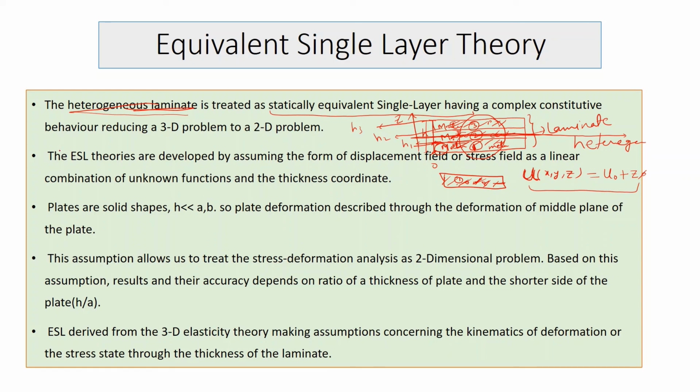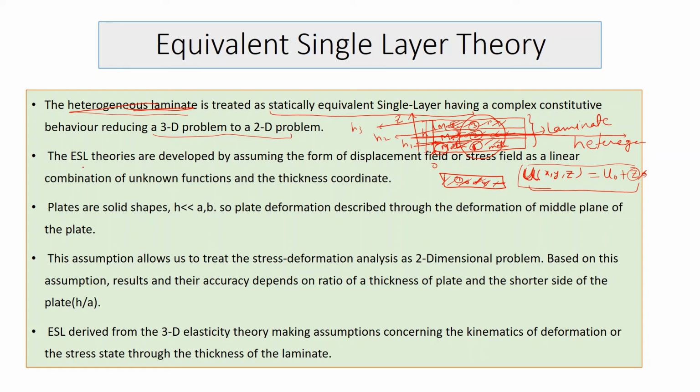So here the sense is that to make it an equivalent single layer, we are considering only one u to define the complete displacement along the thickness direction of the laminate. Therefore it is an equivalent single layer having a complex constitutive behavior, reducing the three-dimensional problem to a two-dimensional problem. This phi would be a function of x and y, and z is along the thickness direction. So we will do it this way to make it easy.